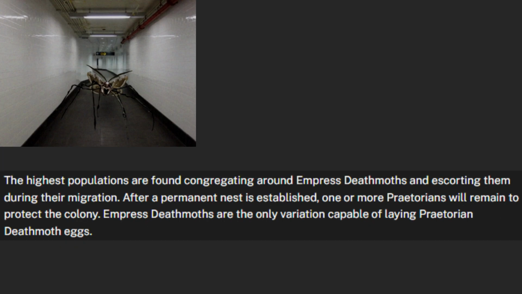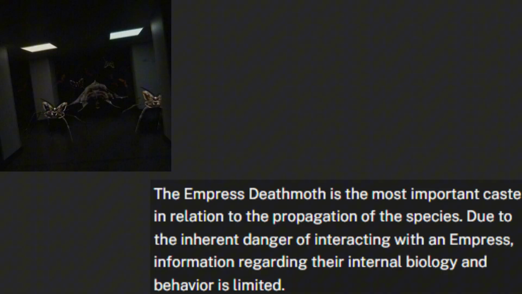The hive's Praetorians are found congregating around Empress death moths and escorting them during their migration. After a permanent nest is established, 1 or more Praetorians will remain to protect the colony. Empress death moths are the only variation capable of laying Praetorian death moth eggs. Empress death moth. The Empress death moth is the most important caste in relation to the propagation of the species. Due to the inherent danger of interacting with an empress, information regarding their internal biology and behavior is limited.